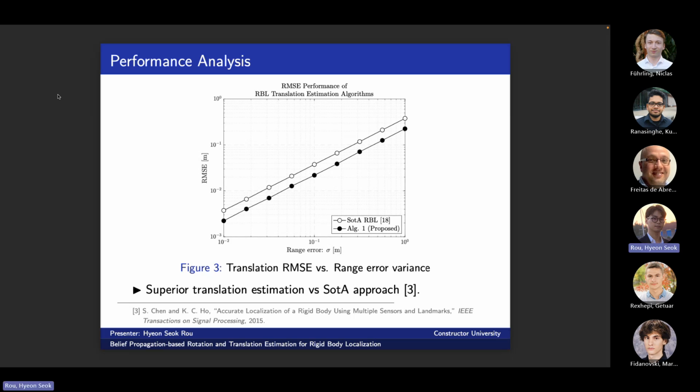So in figure 3, we see the translation performance against the range error. The range error is denoted in meters, from 1 to 10 to the minus 2. And we can see that at all values of the range error, we beat the state-of-the-art method, and we have a superior translation estimation, as also mentioned before, where we have a high effective channel power during our formulation, such that our estimation for the translation is very, very good.